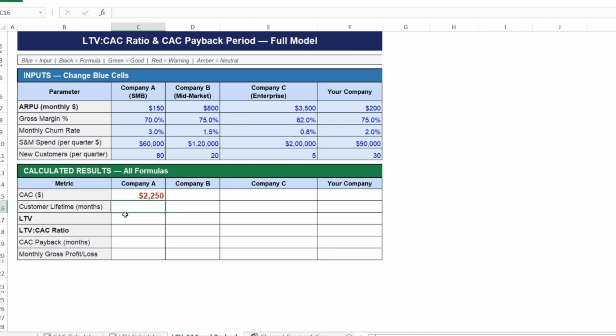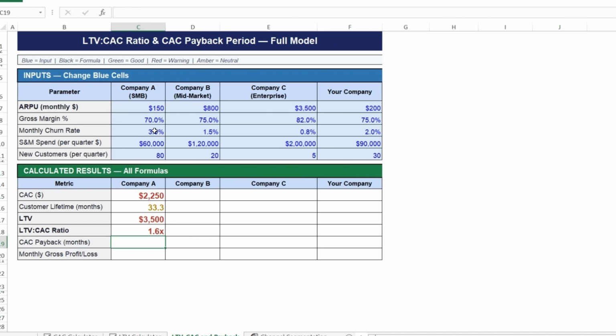Next, we need to calculate customer lifetime in months. To calculate it, we simply need to divide 1 by the monthly churn rate and we get our customer lifetime in months. Now, to calculate our LTV, we have to multiply ARPU with gross margin, which will then be divided by our monthly churn, which comes out to be 3500. Then to calculate the LTV to CAC ratio, we already have it calculated, LTV divided by CAC, which comes out to be 1.6x.